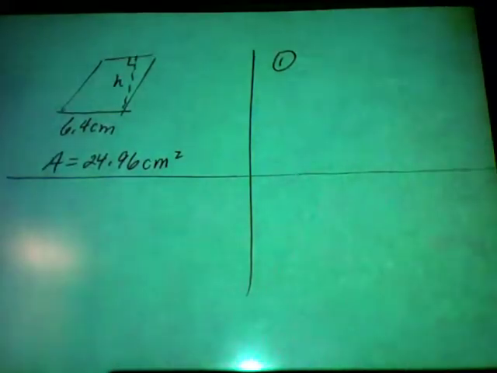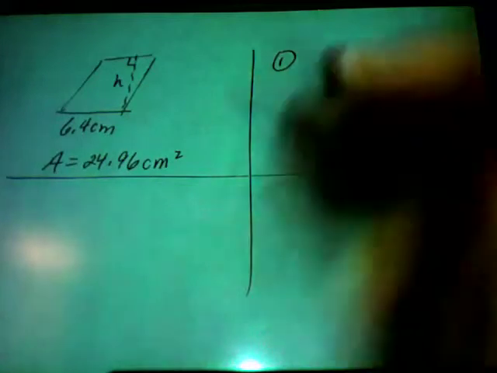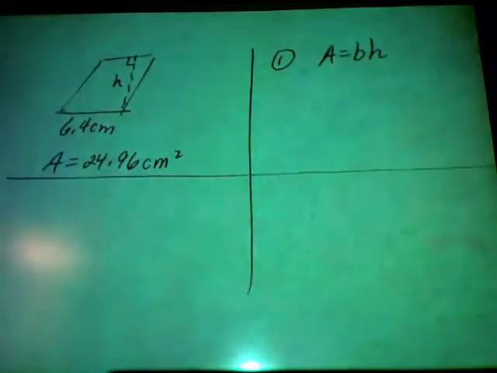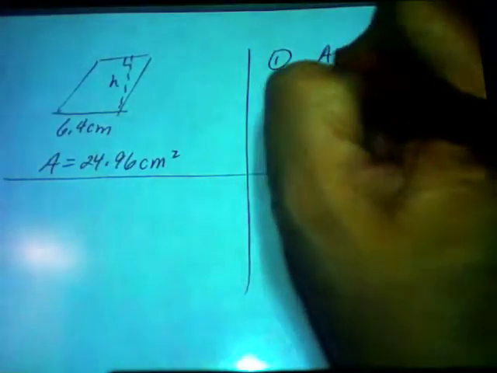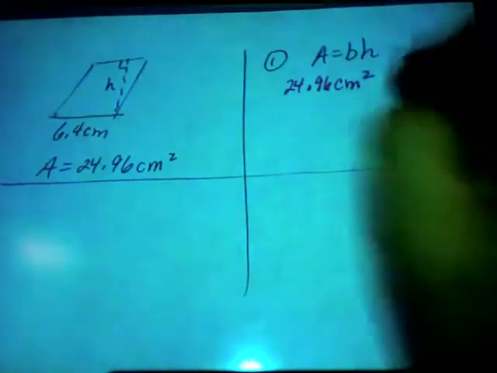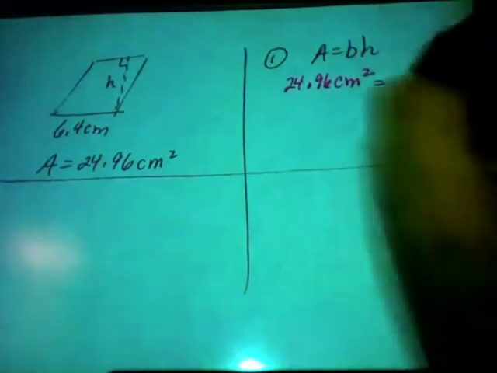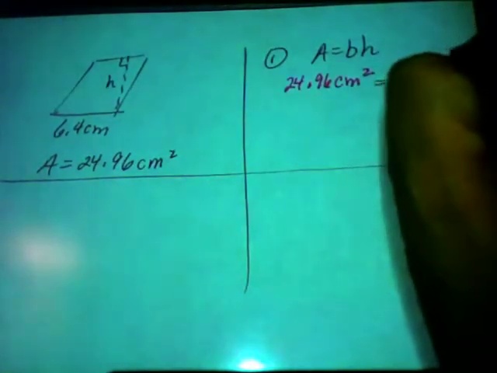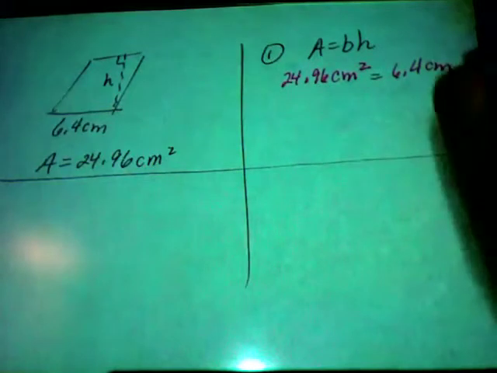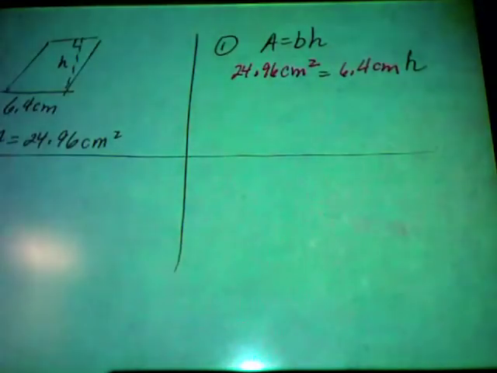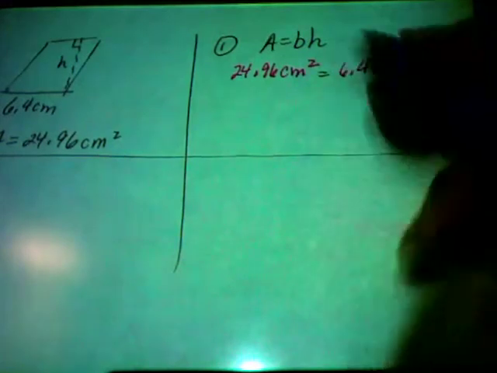Those 2 boxes are purely for your work. So I'm going to use the area equals base times height formula. I'm going to plug what I know into that formula. I know my area is 24.96 centimeters squared equals, I know that my base is 6.4 centimeters, but I don't know my height. So how are you going to solve? And I need to see that.